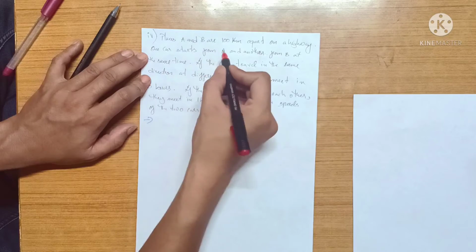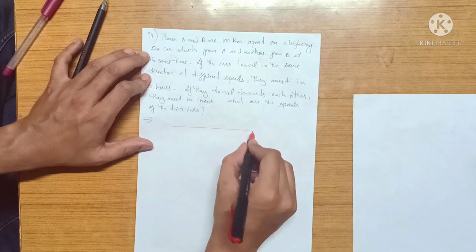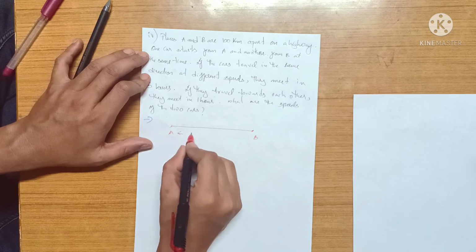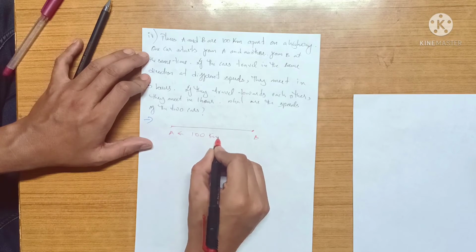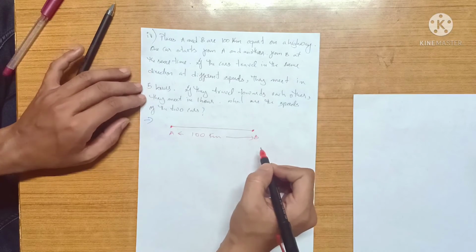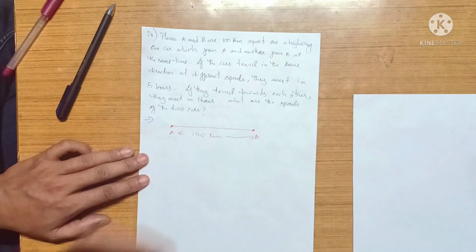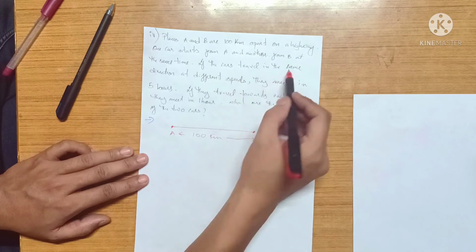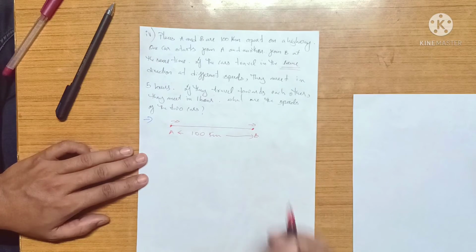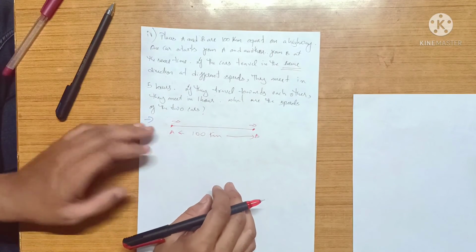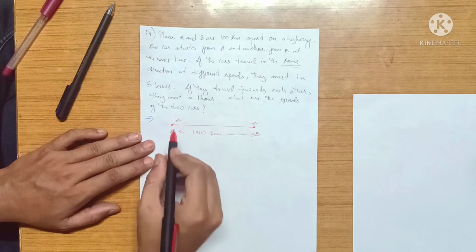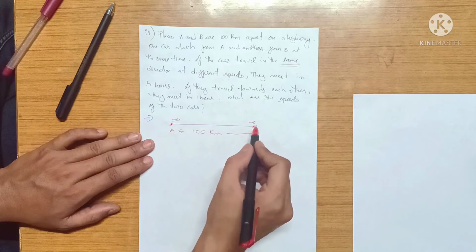Places A and B are 100 kilometers apart. So let's draw A and B, 100 kilometers apart. There's a car at A and a car at B, moving in the same direction, which means if car A is moving this side, car B is also moving this side. They are at different speeds, and assuming car A is faster than car B.